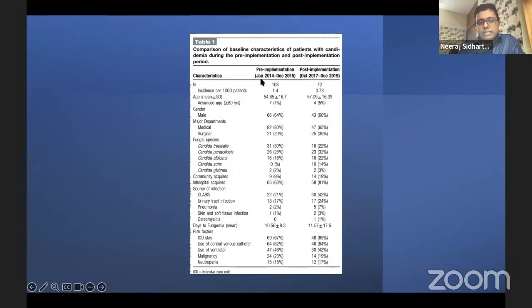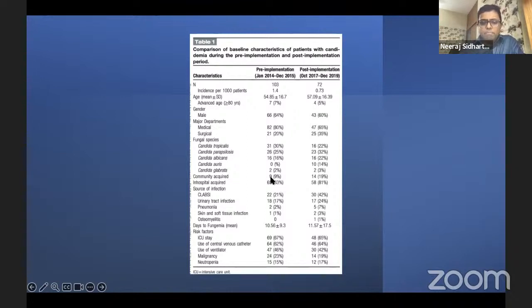The pre-implementation phase was from January 2014 to 2015, and the post-implementation phase was from October 2017 to December 2019. These were the number of cases, 103 and 78. They had almost similar characteristics. In the post-implementation phase, we had a higher percentage of surgical cases. The fungal species were spread all over. In fact, the post-implementation phase was tougher because we had more Candida auris. We had an outbreak of Candida auris during that phase, so it was more challenging.